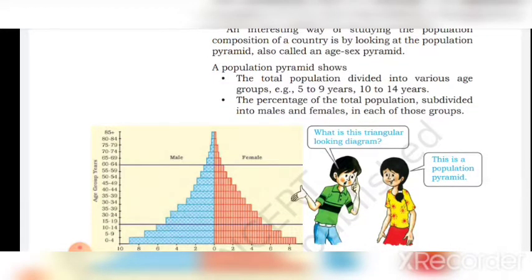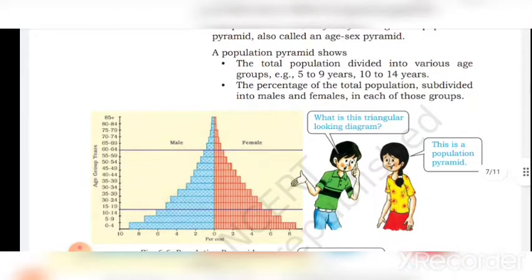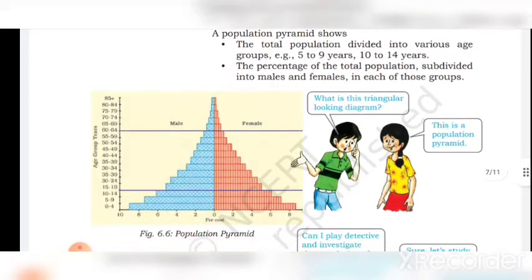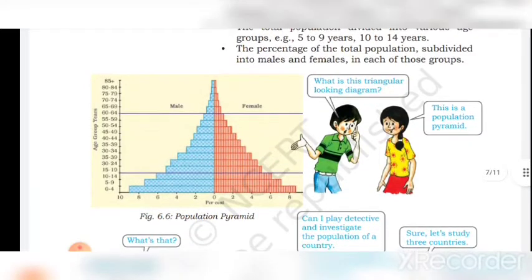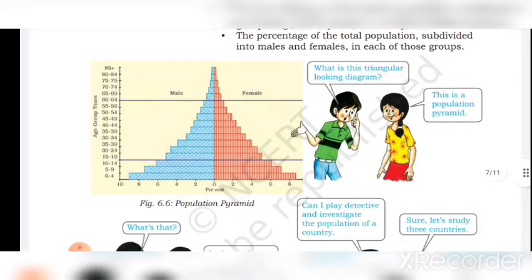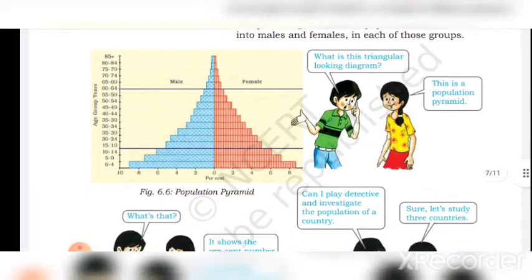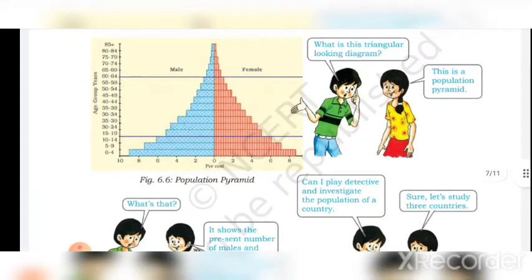an age-sex pyramid. A population pyramid shows the total population divided into various age groups, for example 5 to 9 years, 10 to 14 years. It shows the percentage of the total population subdivided into males and females in each of those groups. What is this triangular looking diagram? This is a population pyramid.